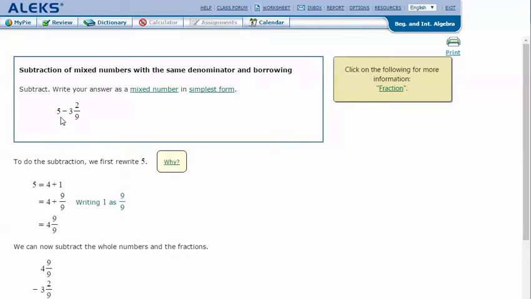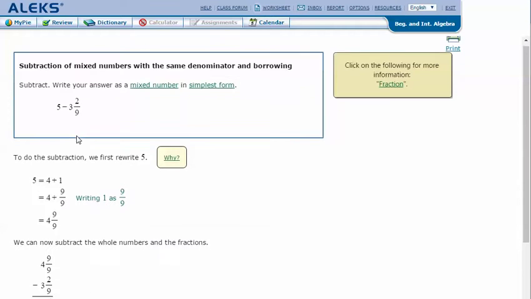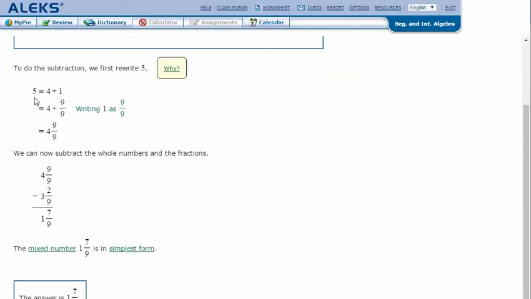And so when we borrow from the 5 and make it a 4 and move this 1 over here to the fractions column, and we're talking about ninths, our fraction equal to 1 for ninths is 9/9. And so instead of 5, we're going to have 4 9/9 so that we can subtract. 4 9/9 is like 4 plus 1, which is 5. And now we can subtract.